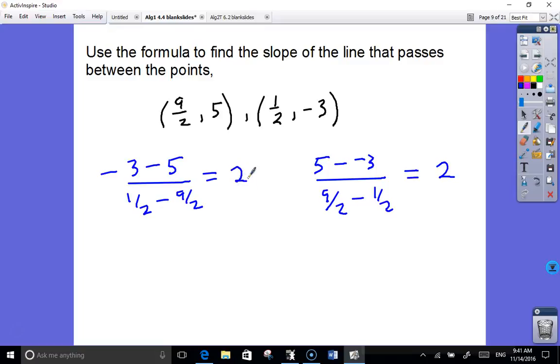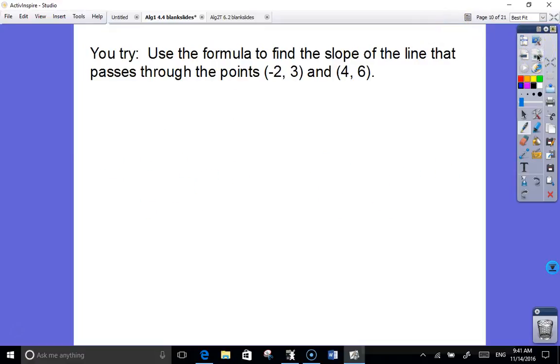So in either case, it doesn't matter which one is your first point and which one is the second point. Here's what you can't do. You can't say, I'm going to go -3 minus 5 in the numerator and then do 9/2 minus 1/2 in the denominator. You just can't mix them up. You've got to do it in the same order. As long as you do it in the same order, you're going to get the same thing every time. Okay, so you try. Use the formula to find the slope between those 2 points.